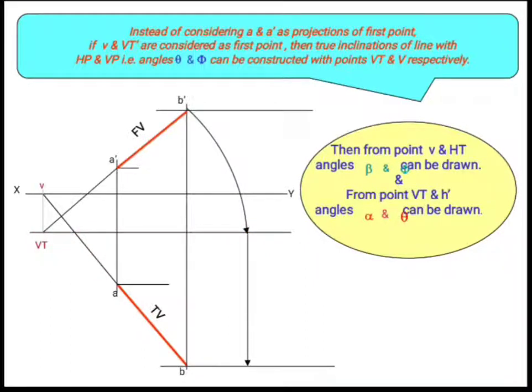Now I am dropping it downward and getting the intersecting point on the locus line of B and joining this B1 with point V. The inclination of this line A dash B dash, H dash and VT will represent the apparent inclination alpha.